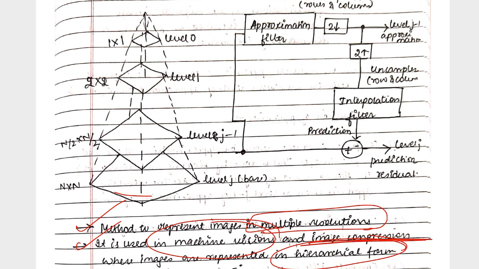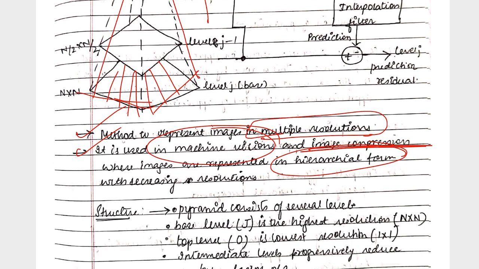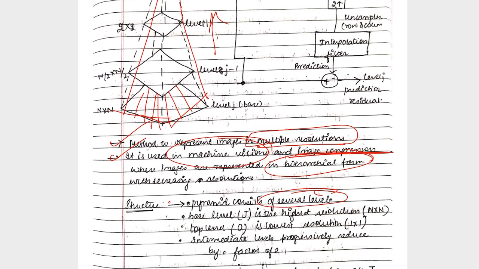If I consider this as my pyramid, all the lower regions have higher resolution, and as you go up, the resolution gradually decreases. A pyramid consists of several levels. The base level is J, which has the highest resolution of n cross n. The top level is 0, the lowest resolution of 1 cross 1, and the intermediate levels are present in the form of n by 2 into n by 2. That is a factor of 2 reduction.